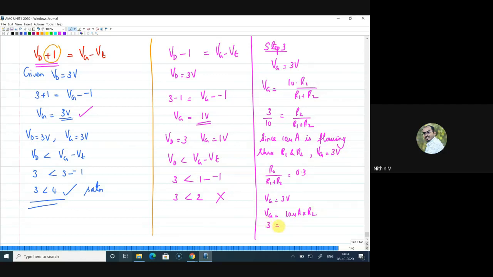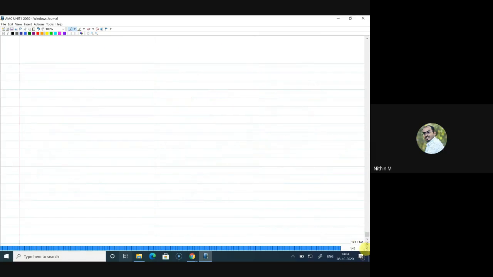Now 3 is equal to 10 microamps into R2. So how will I get the value for R2? R2 is 0.3 mega ohms. That is the value of R2. Now if R2 is 0.3 mega ohms, just to maintain this ratio, your R1 should be equal to 0.7 mega ohms. That is step 3. Quickly I will find what is Rs also.